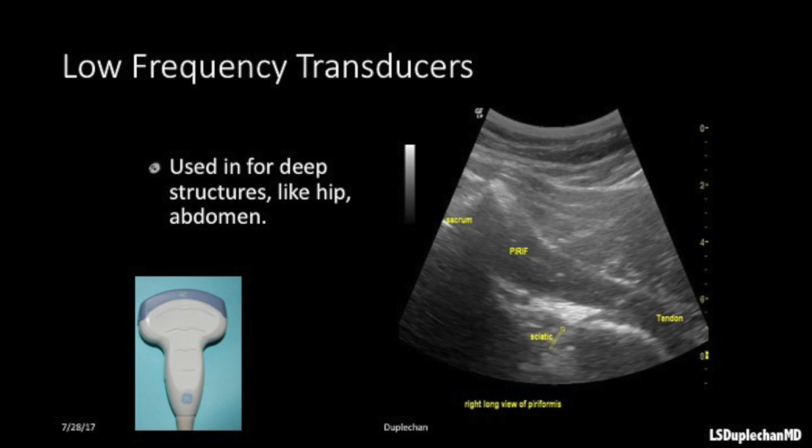This is a short axis or transverse view through the buttock region, where at the top of the screen is subcutaneous tissue, and then gluteus maximus, piriformis muscle, and sciatic nerve. To the left side of the screen is the bone shadow from the sacrum.